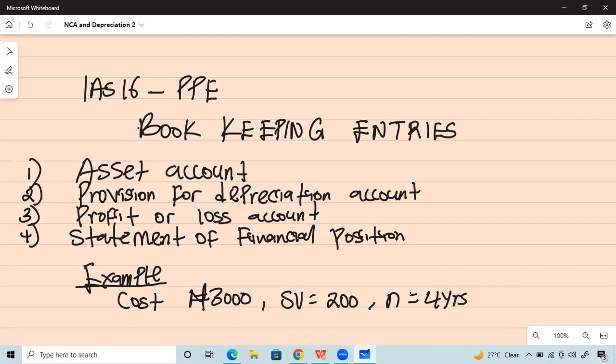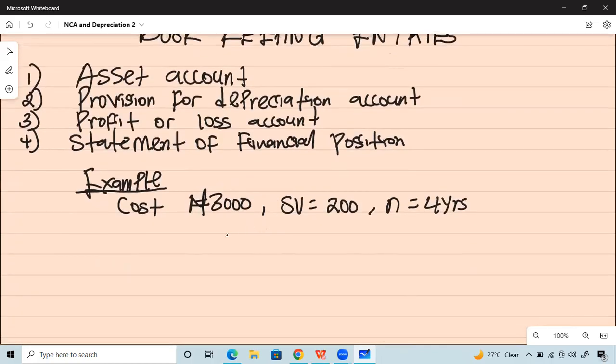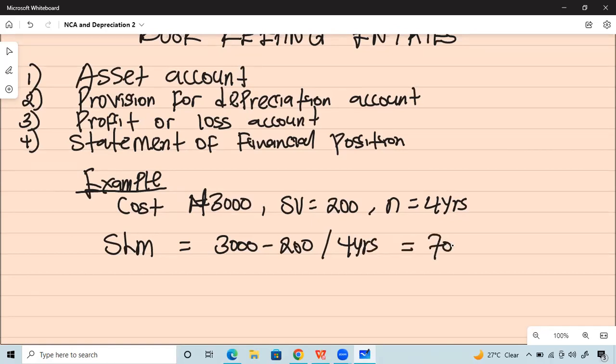You can remember when we calculated this. Using the straight line method, it is going to be 3,000 minus 200, divided by 4 years, which is equal to 700 naira per year. So this is the depreciation charge.